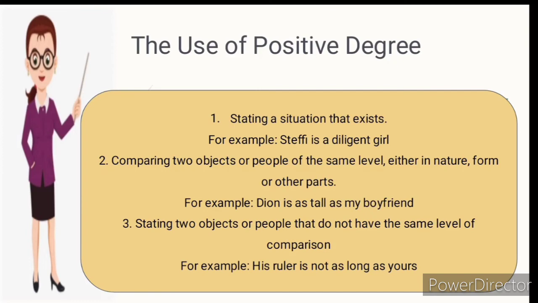Okay, now I will explain to you the use of positive degree. First, stating a situation that exists. For example, Steffi is a diligent girl. Second, comparing two objects or people of the same level, either in nature, form, or other parts. For example, Dion is as tall as my boyfriend. Third, stating two objects or people that do not have the same level of comparison. For example, his ruler is not as long as yours.